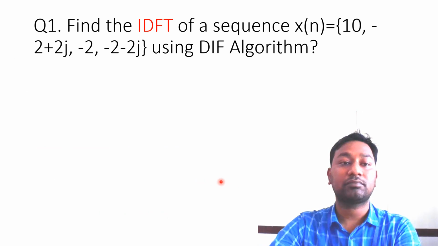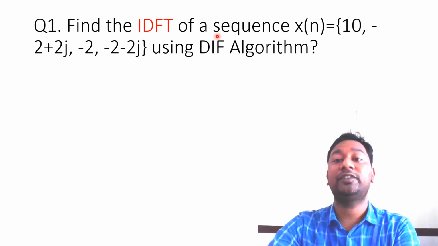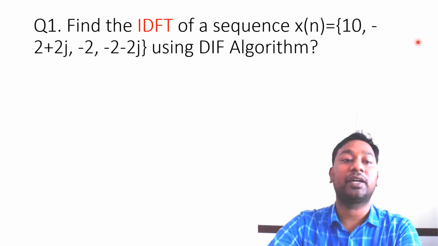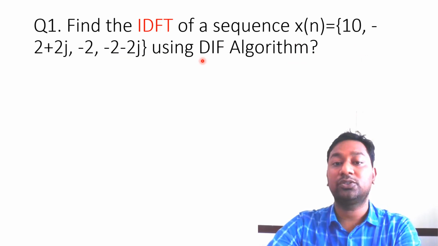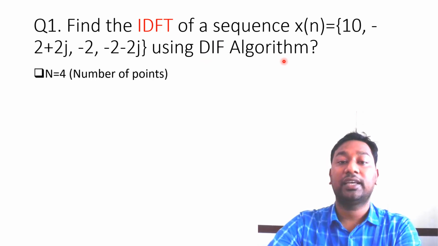Now find out the IDFT of a sequence x of n: 10, minus 2 plus 2j, minus 2, minus 2 minus 2j, using the DIF algorithm. IDFT is the inverse discrete Fourier transform, so now we are using the DIF algorithm. Here also the number of points is 4: 10, minus 2 plus 2j, minus 2, minus 2 minus 2j.